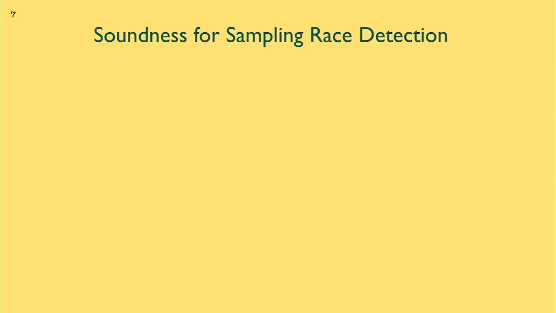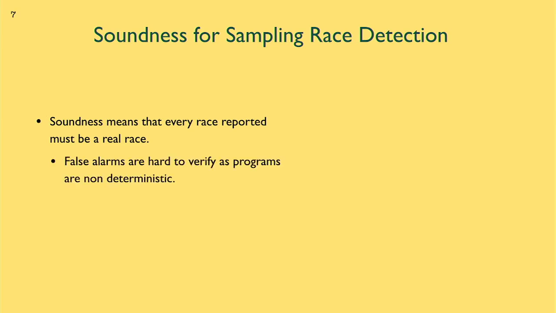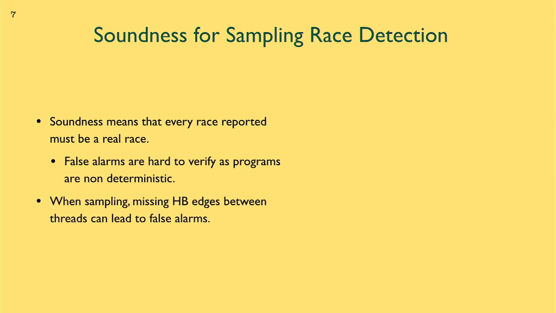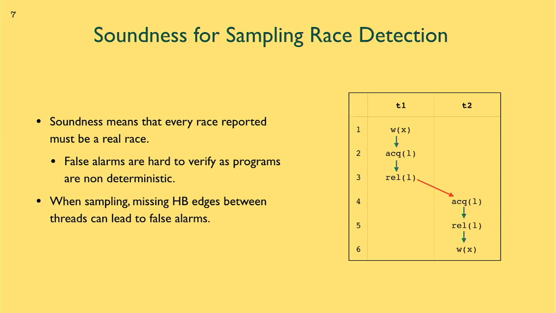Before I talk about how these sampling schemes really work, I would like to emphasize the importance of soundness for sampling race detection. Soundness basically means every race reported must be a real race. This is because false alarms are very hard to verify, as concurrent programs are meant to be non-deterministic. When we are sampling, missing HB edges between threads can actually lead to false alarms. So in the same example, if we miss the red edge there, we could falsely claim there is a race between the 2 writes.